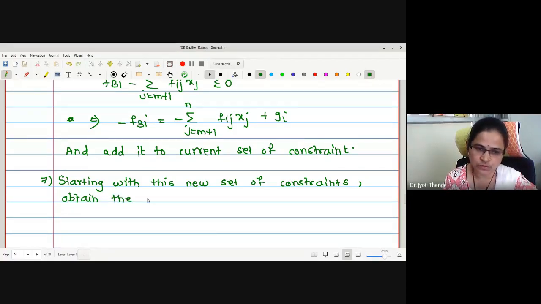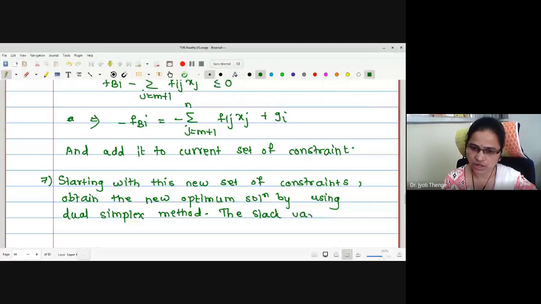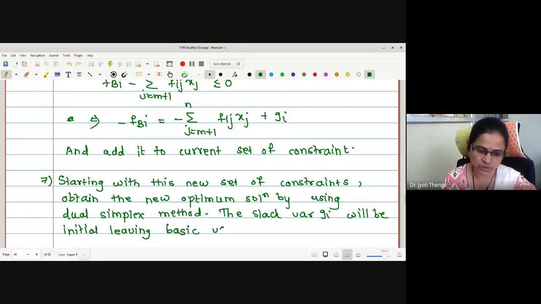Obtain the new optimum solution. New optimum solution by which method? By using the dual simplex method. The slack variable gi will be the initial leaving basic variable. Why is this the initial leaving basic variable?